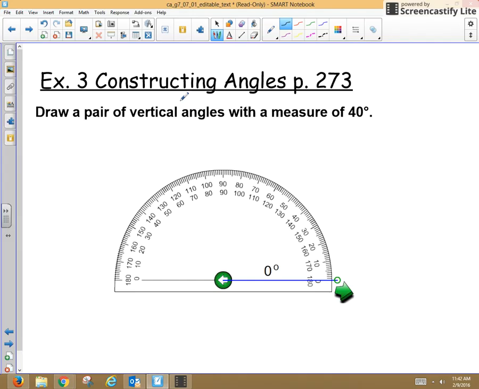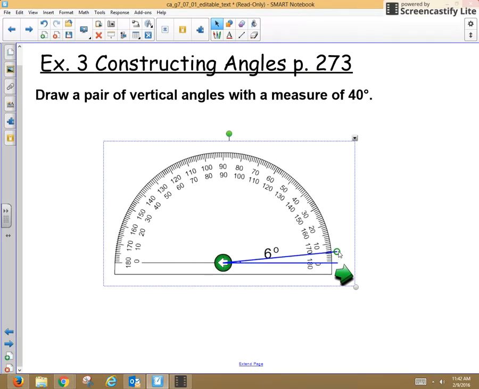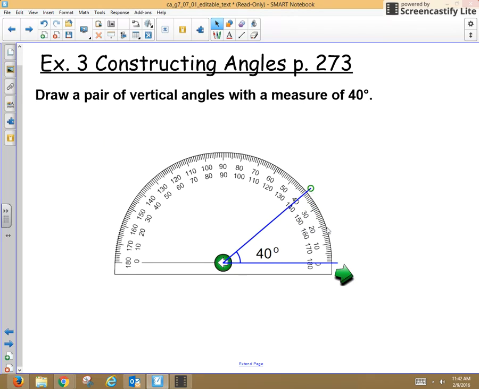Now on number 3, we have to construct a pair of vertical angles that are 40 degrees. So we will use this protractor here. If you have a protractor like this, then you can use it. If you don't have it, then you can use the textbook and just estimate. So I need to measure 40 degrees. Right now I'm at 0. I'm using the outside numbers. I start at 0 and I measure all the way up to 40 degrees. So there's my 40-degree angle.